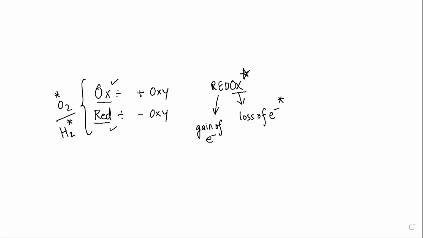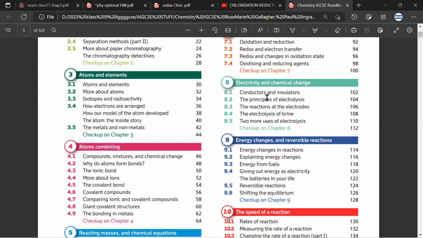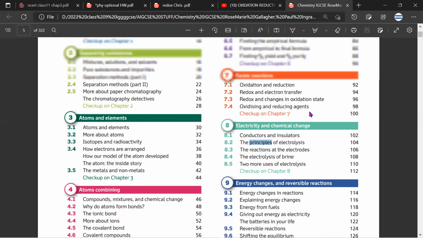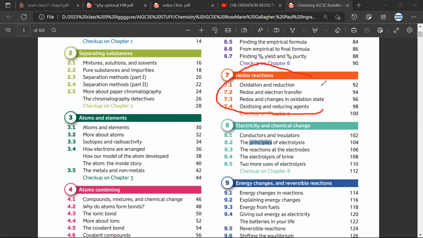Yes, sir. Now I'll give you a few examples, and we need to understand these examples well for a simple reason: when we'll be doing reactions at electrodes, the principle of electrolysis, and uses of electrolysis, we will again be using all this stuff that we have discussed in oxidation reduction. Are we clear? Yes, sir. At that time we'll have to understand the loss and gain of electrons.